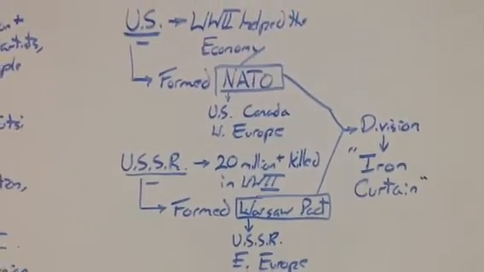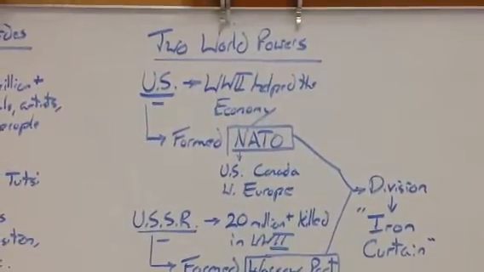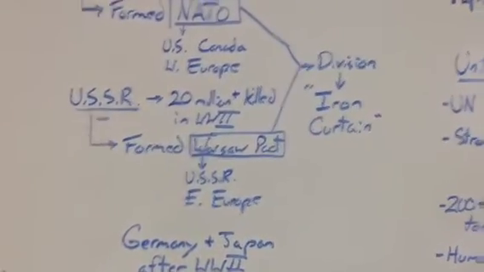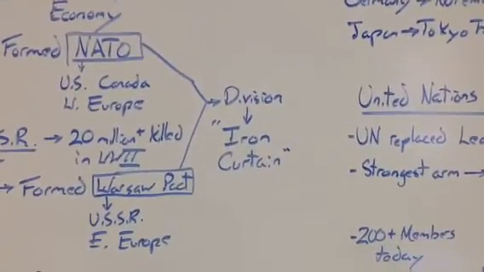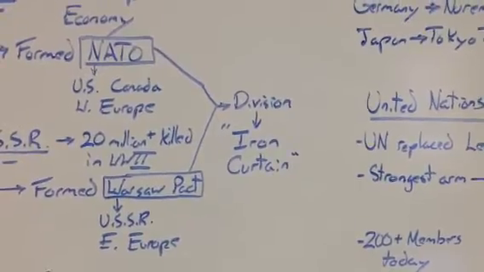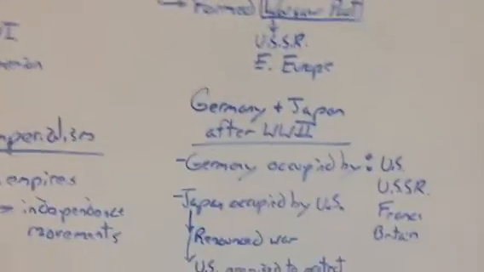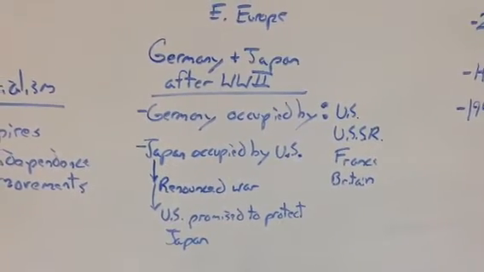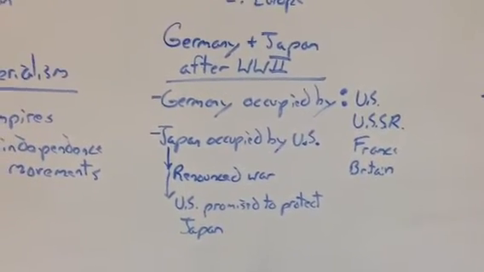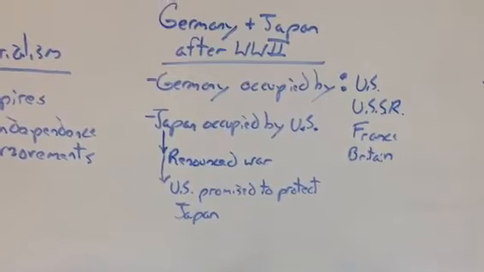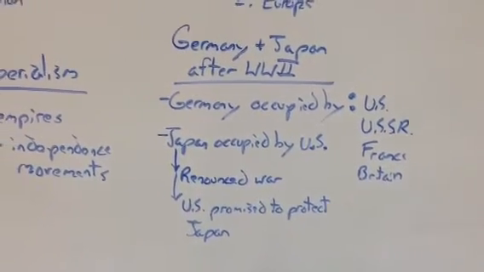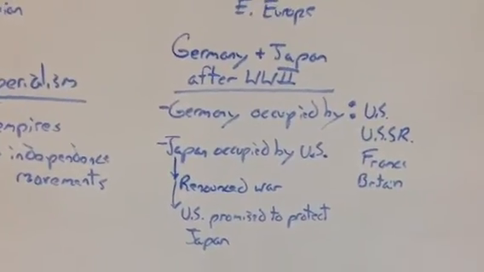And the division between the democratic capitalist countries of NATO, Western European countries, and the communist countries of the Warsaw Pact, that division is known as the Iron Curtain, that imaginary line that divided these countries in Europe. Germany and Japan after World War II: Germany was occupied by the U.S., the USSR, France, and Britain. The Japanese were only occupied by the United States, and they were forced to renounce war. And the only reason they did that was because we promised to protect them. That was written into their constitution.